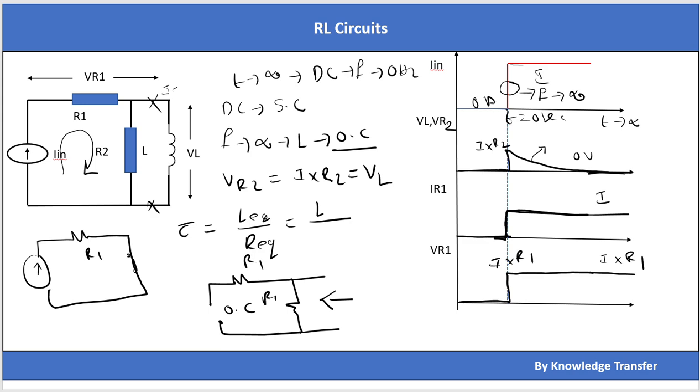So this is R1 and R2, and this is open circuit. So I have only R2 here. So R equivalent will be R2. So the time constant of the circuit is L divided by R2, and I have simulated the same.